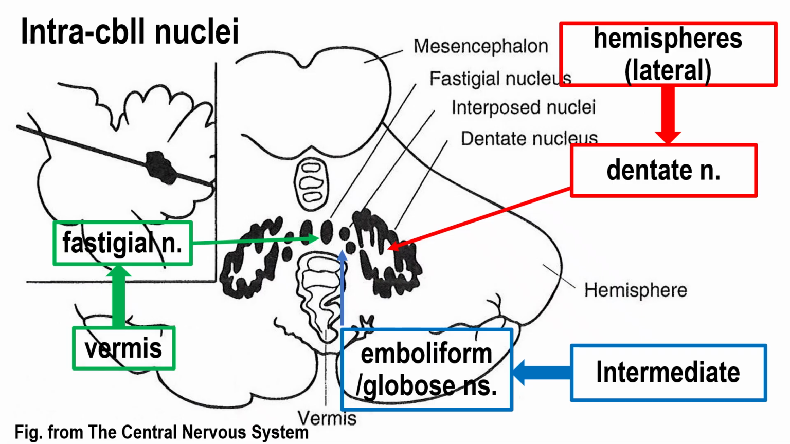The dentate nucleus receives input fibers from the lateral hemisphere, the emboliform and globose nuclei from the intermediate hemisphere, and the fastigial nucleus from the vermis. In the flocculus and parts of the vermis, Purkinje cells project to the vestibular nuclei.